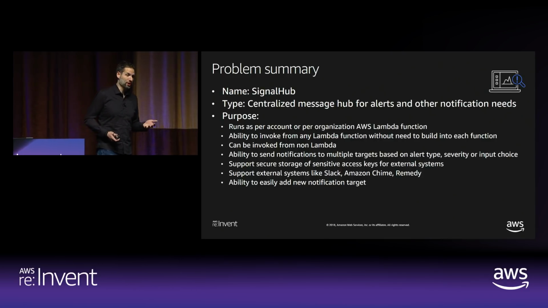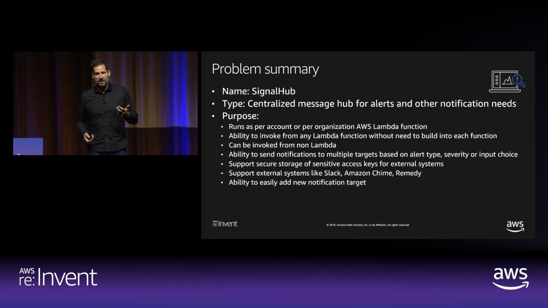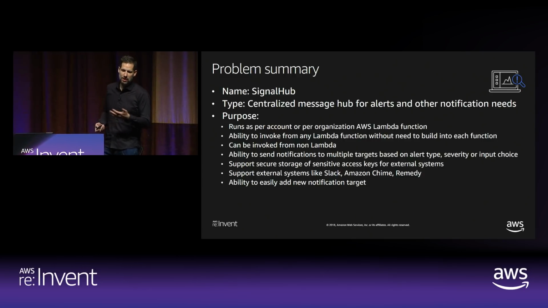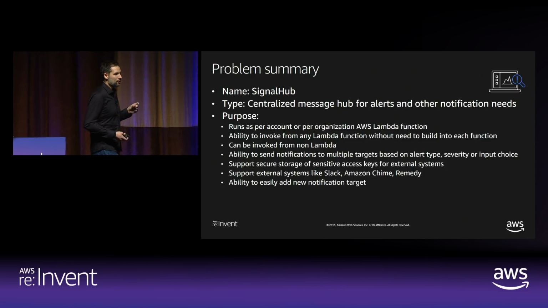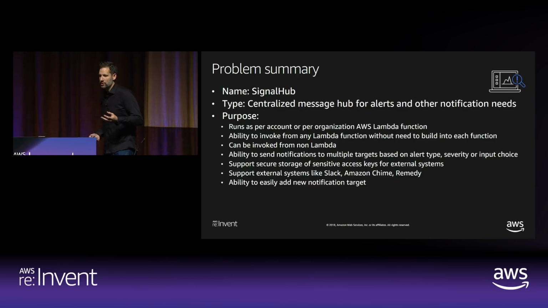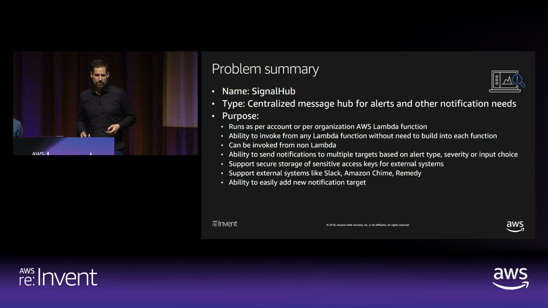It needs to be able to send to multiple targets based on, for example, alert type, severity, input choice. So if you want to say that for this specific alert, I want to send it to these targets, or I just want to use whatever is default in the tool right now. It supports different external systems, for example, Slack, Amazon Chime, Remedy, PagerDuty, whatever it is you want to add to it. And that's the key. It's simple to add new targets. So we'll show that in the code as well. All the different systems are modularized, so it's easy to add a new target that you want and just add to the same message structure.